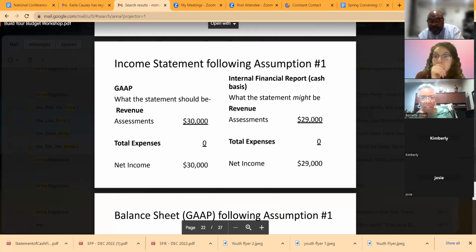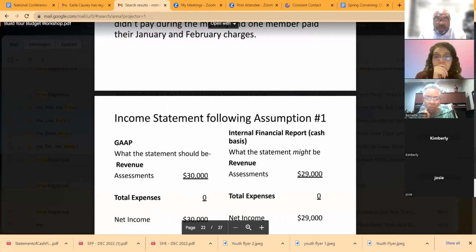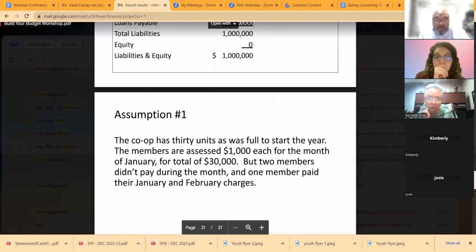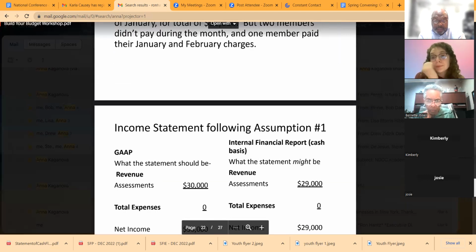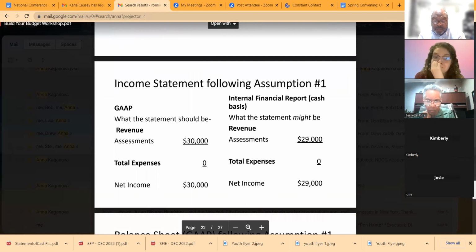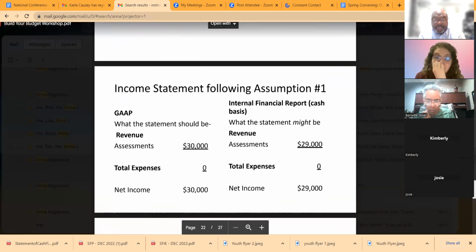If you go back to that slide, Ron, I think it says that 2 people didn't pay and one person paid for 2 months. That's why it came to $29,000. The members were assessed for January, but 2 members didn't pay that month, and 1 member paid their January and February charges. That's why it's $29,000. Yes, I see that. So that's net income on the cash side.